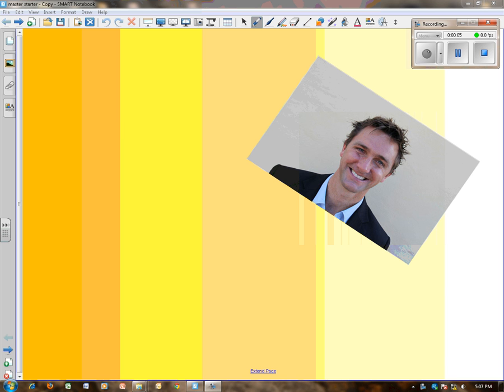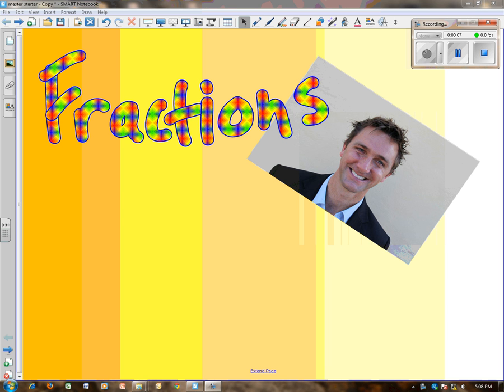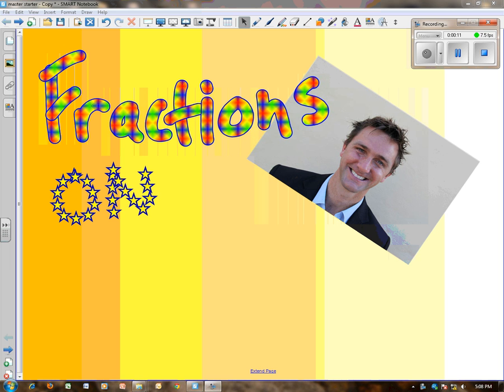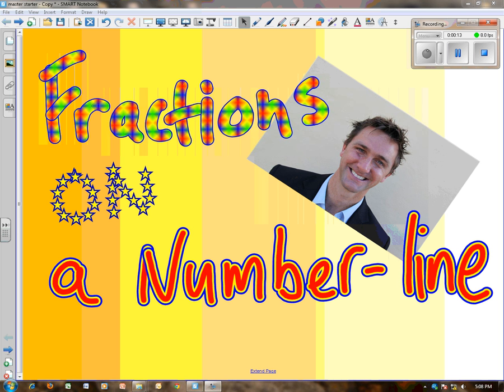Burns, and very exciting, today we are looking at fractions on a number line. We are looking at fractions on a number line. Let's have a look, shall we?